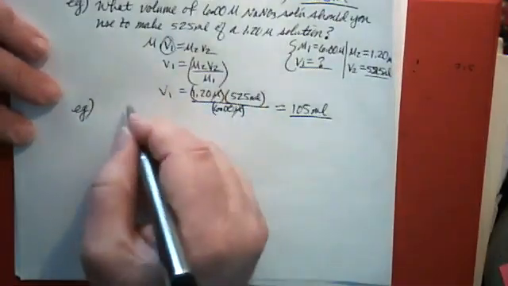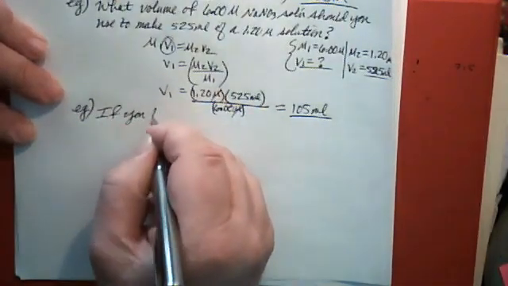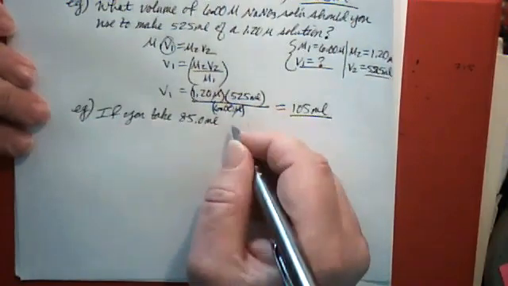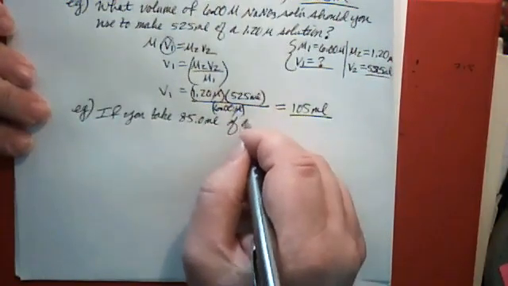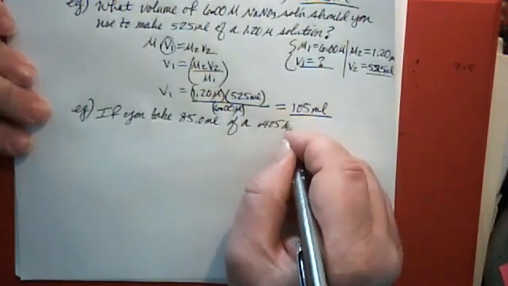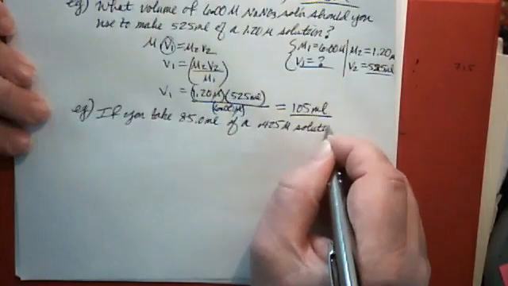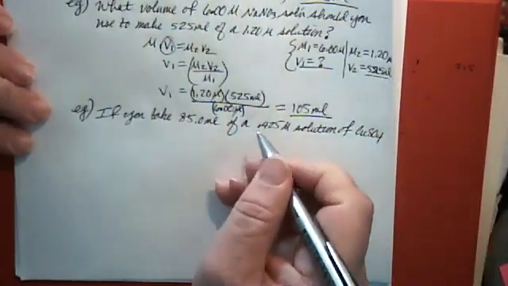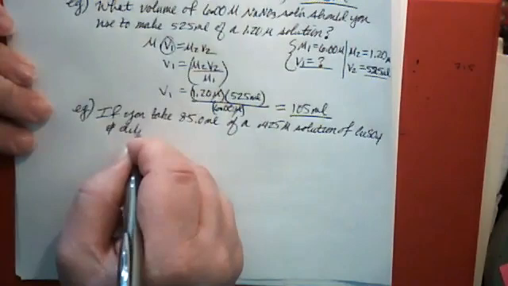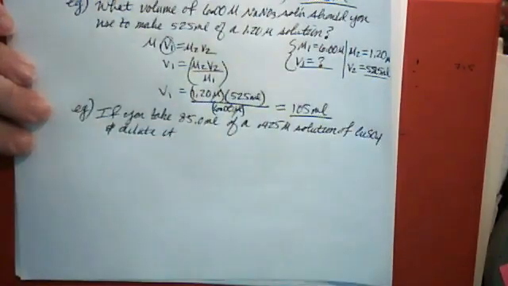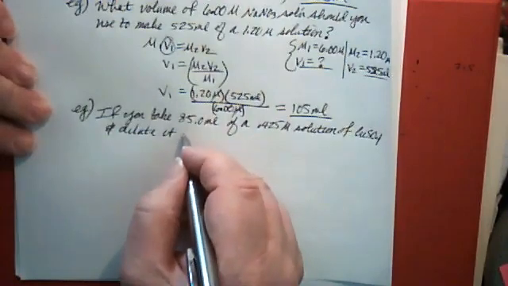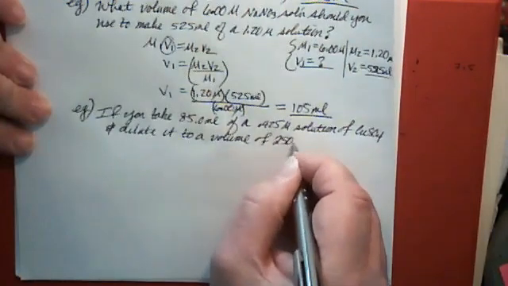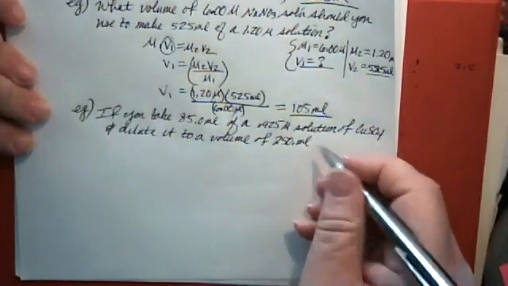Okay, one other example. If you take 85.0 milliliters of a 0.425 molar solution of copper 2 sulfate, and you dilute it to a volume of 250 milliliters, what is its final concentration?